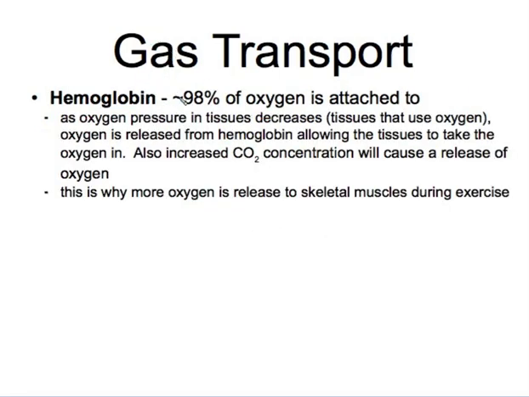Okay. Now, when it gets to the blood, 98% of your oxygen attaches to this thing called hemoglobin, which we talked about, which has iron, which carries oxygen. As the pressure in your tissues decreases, oxygen pressure decreases, meaning your tissues have less oxygen. Your oxygen goes from the hemoglobin to the tissues, diffuses from high to low.